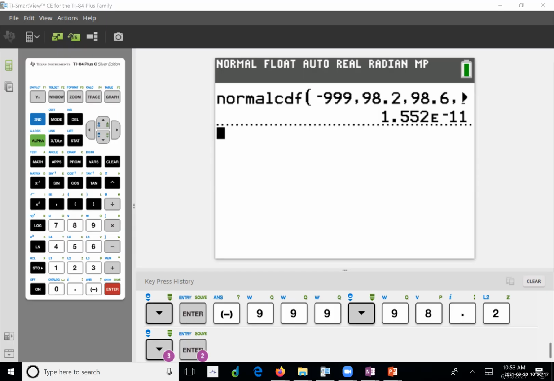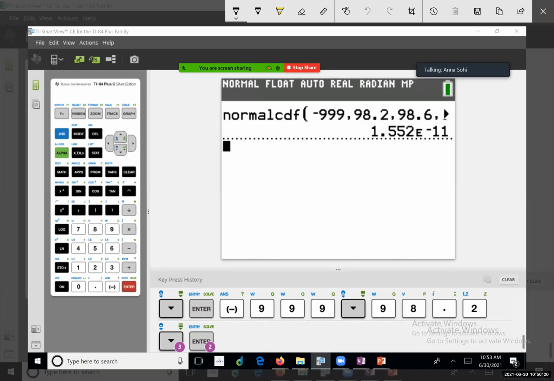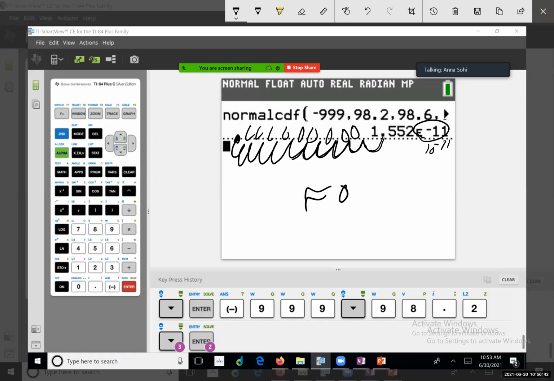Okay, that's about 0. Do you see it says E to the power negative 11? That's like 10 to the power negative 11 in scientific notation. You go backward 11 places, 1, 2, 3, 4, 5, 6, 7, 8, 9, 10, 11, and you drop the decimal, and you're going to have 0 for all of them. So this is almost 0. So it's almost impossible that healthy adults have a lower temperature than 98.2.